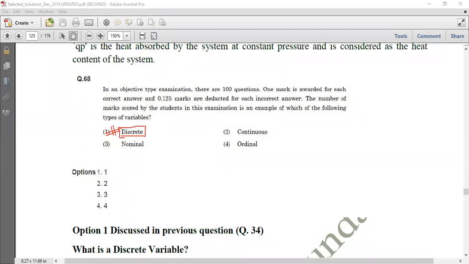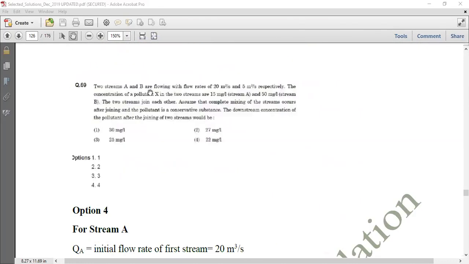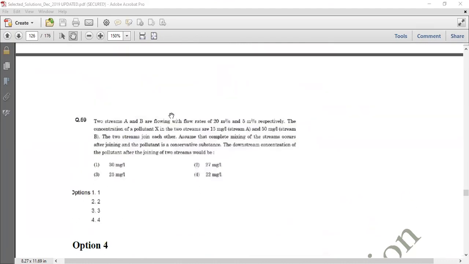Clear. Okay. Now let's move to question number 69, which is again a mass balance question, and it has been repeated multiple times. So first, let's see question number 69.